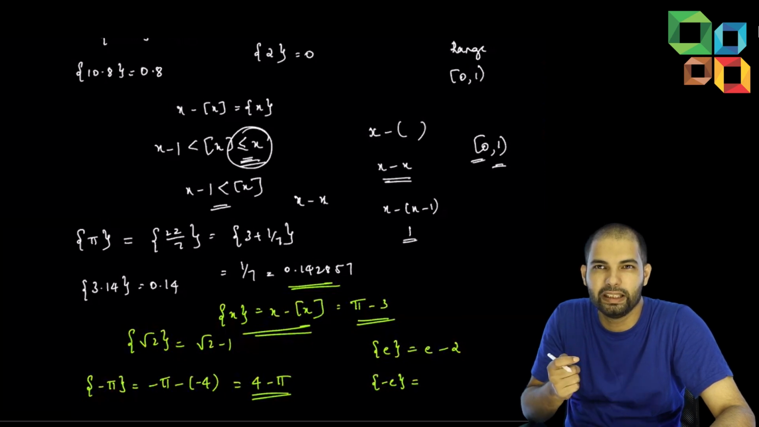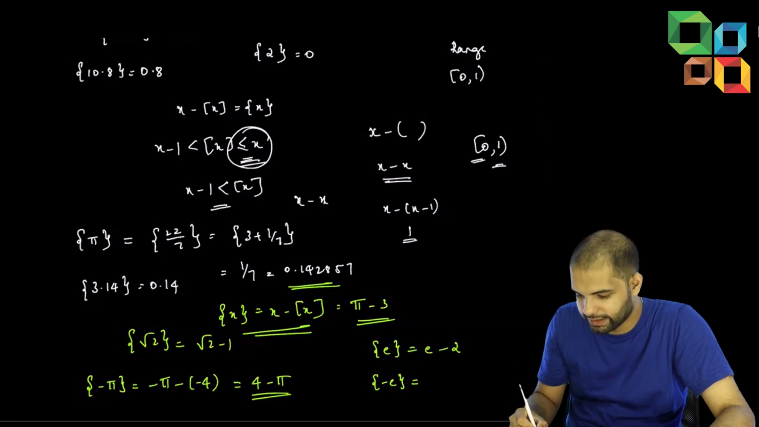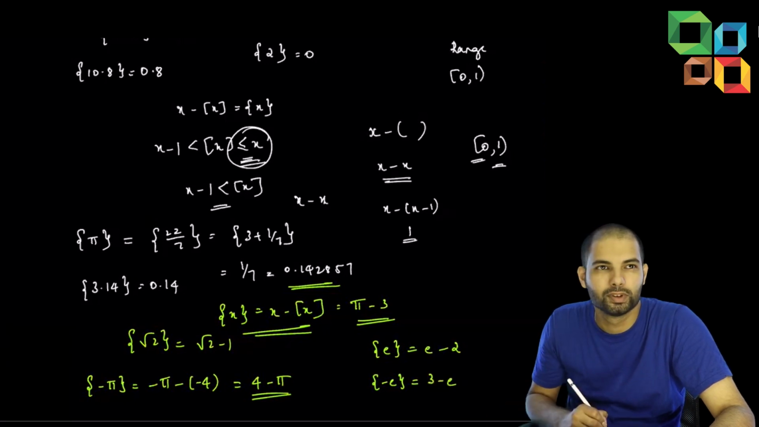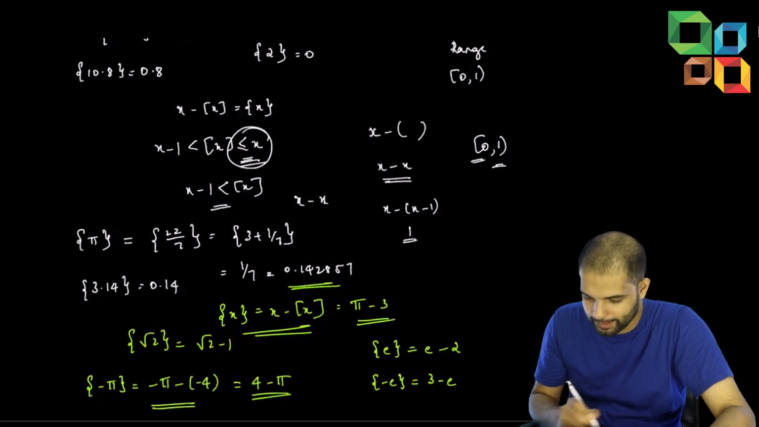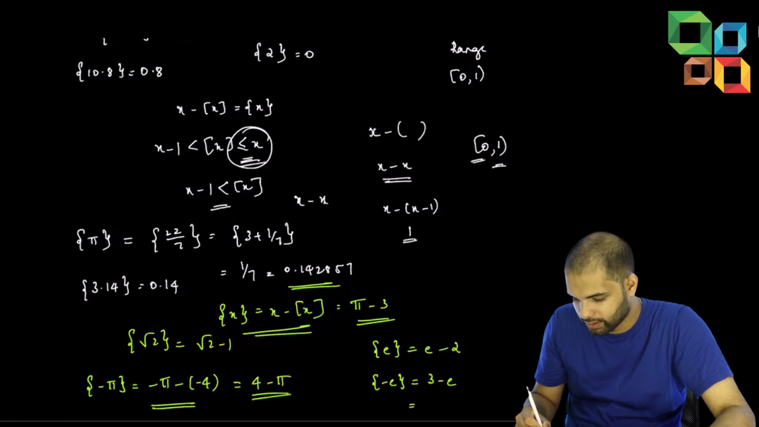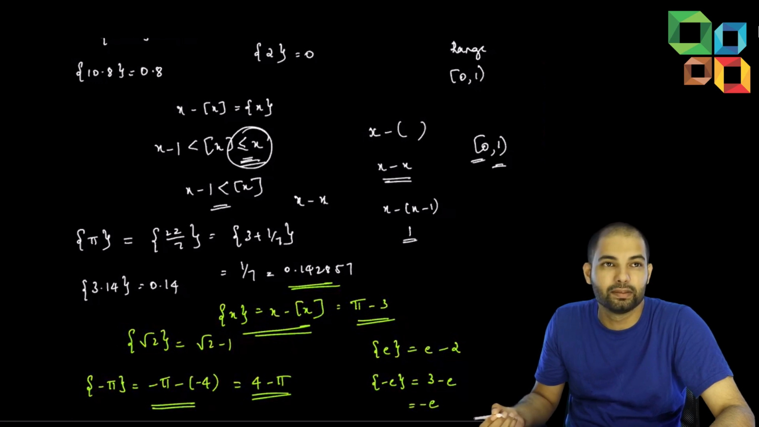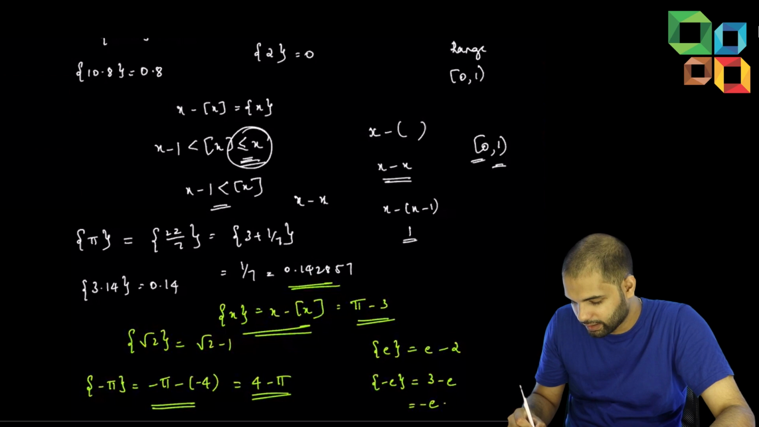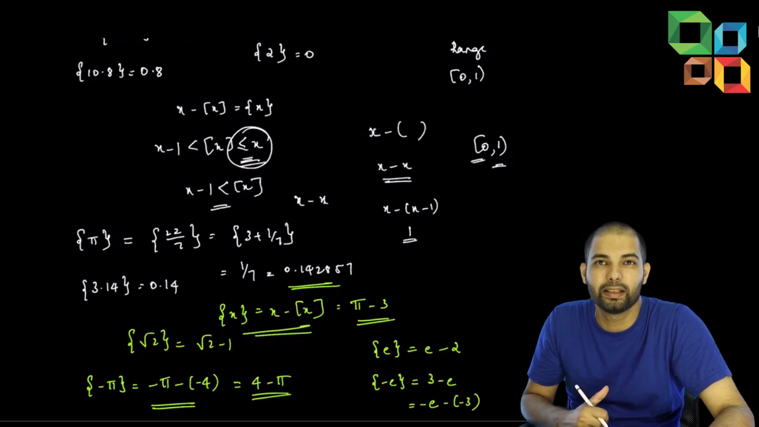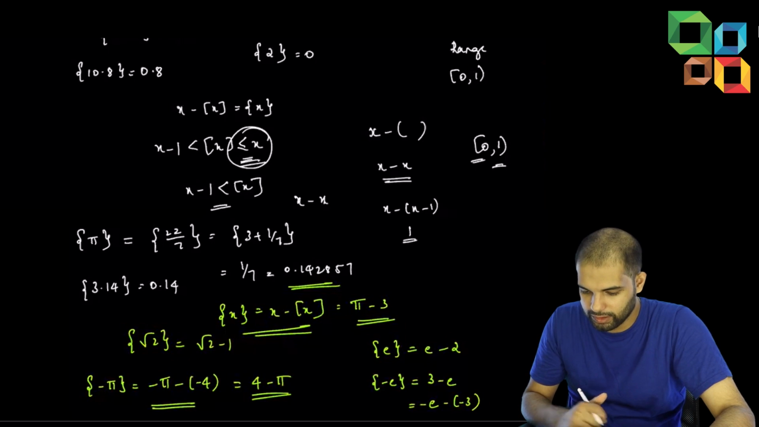Those who have written E minus 3, that is wrong. The answer is wrong. You should get 3 minus E. Please use the definition properly. Look at this. X is minus E itself, and minus the integer part of that. So minus the integer part of minus E, that's how we are getting 3 minus E. Fine. I'll give you one more example.